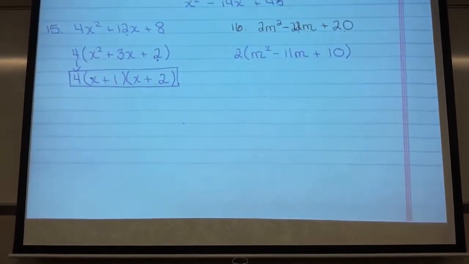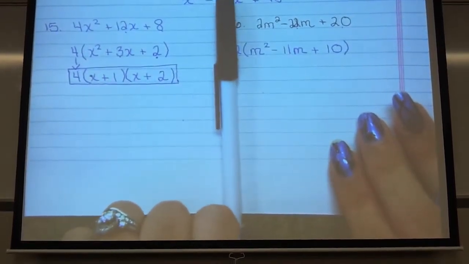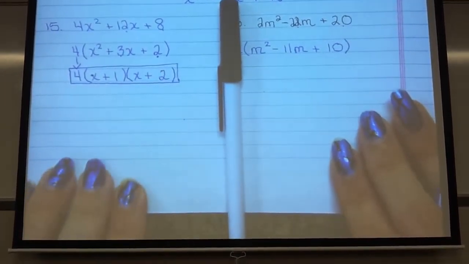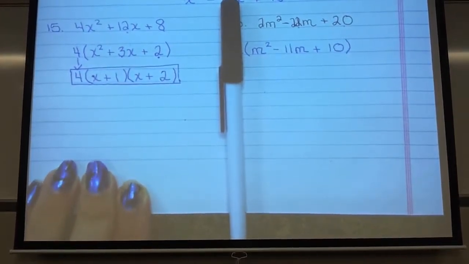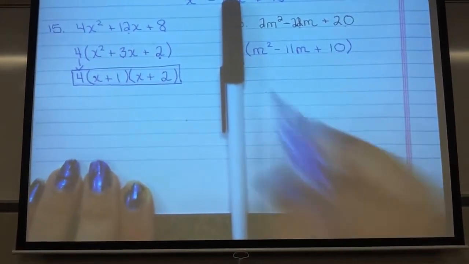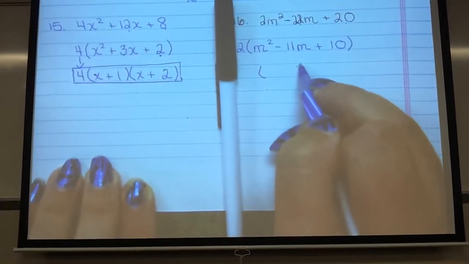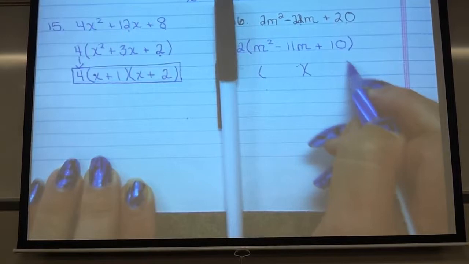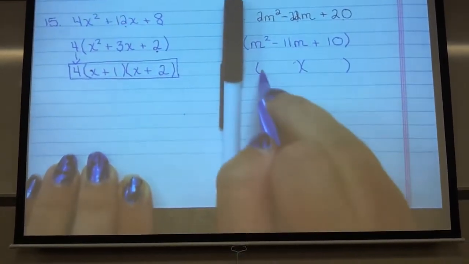Now, if you need to, cover up the 2. Don't look at it. It's gone. You're just looking at what's in the parentheses. Again, what kind of factoring is that? Simple, because there's a 1 in front. So I can make my 2 sets of parentheses. What letter am I dealing with? M.